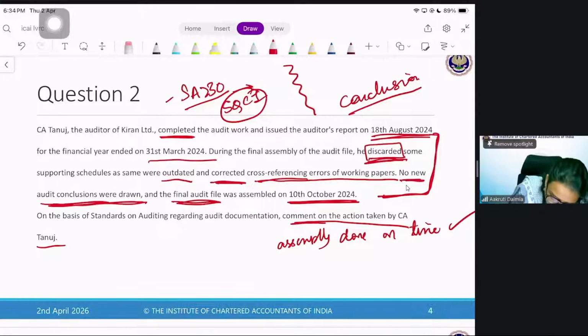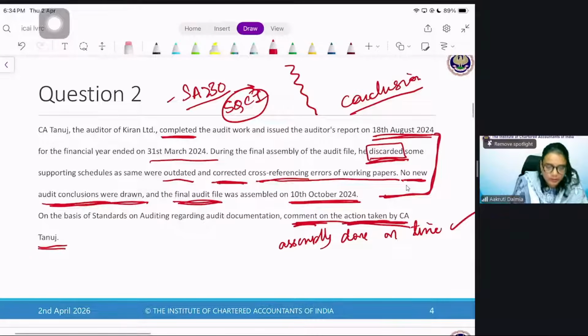Because they are asking to comment on the action by CA Tanuj. So we have to give a conclusion whether CA Tanuj's actions were right or wrong. If you just write a copy-paste answer but don't give a conclusion line, will your answer be complete? No. Then you will lose 1 mark. So when the question tells you to comment on the action taken by CA Tanuj, give a conclusion whether he is correct or not.